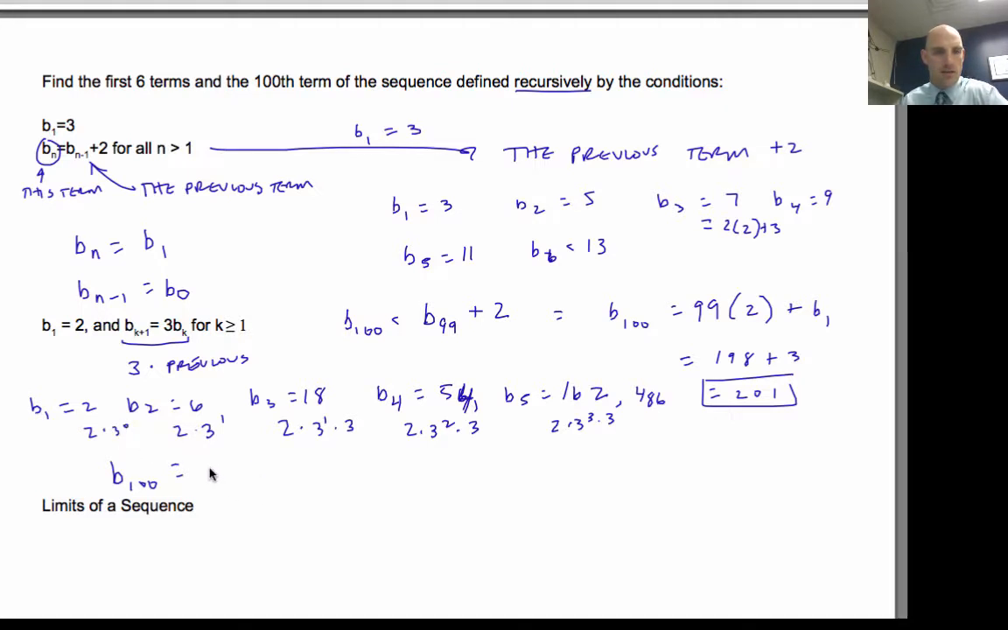So b sub 100 is going to be 2 times 3 to the number of the term minus 1, because the second term has 1 power of 3. The third term has 2 powers of 3. The fourth term has 3 powers of 3. So this will be 2 times 3 to the 99th power, which is a huge, huge number. Okay, that's a huge number. So there we go.